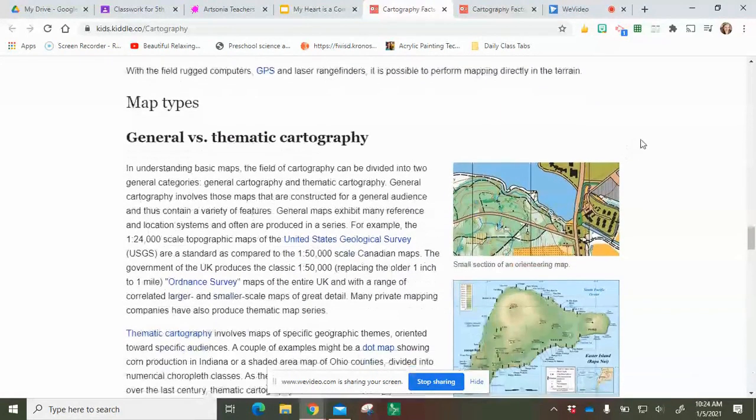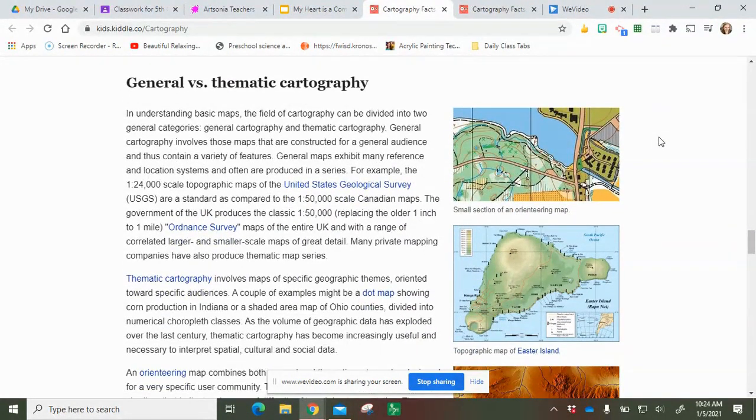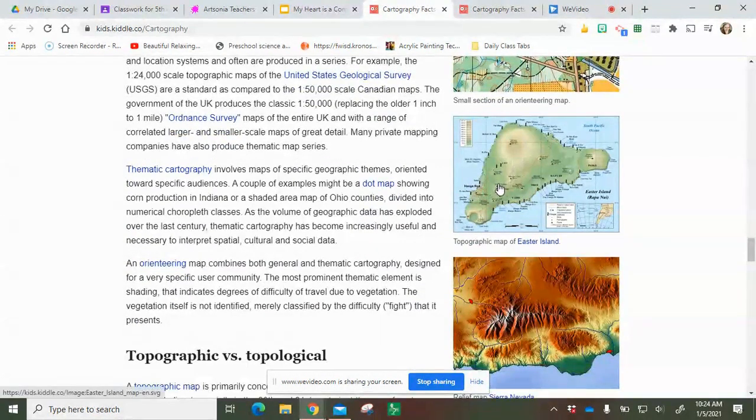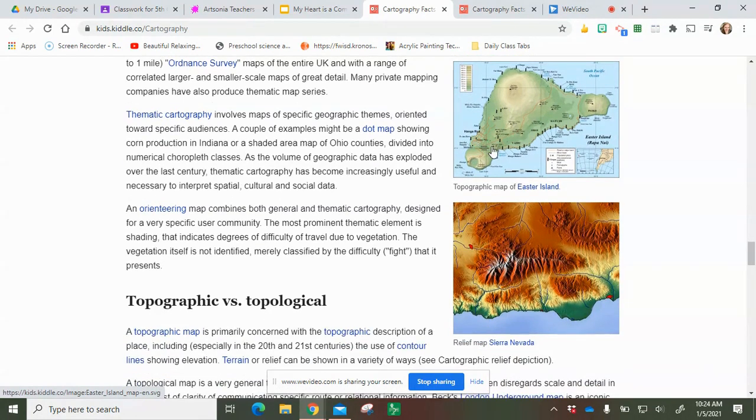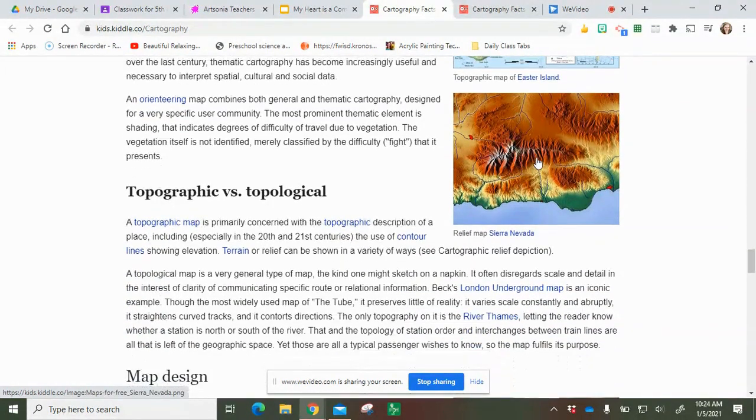So with different maps, you have different things that you can see. So you can see roads and little pathways and buildings right here. And then you can see a topographic map. And a topographic map will show a description of the place. So it shows the elevation, the terrain, or the mountains and waterways. And then you have a relief map, and that shows even more detail of the mountain ranges and rivers.